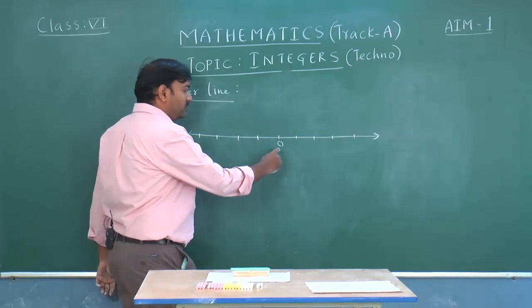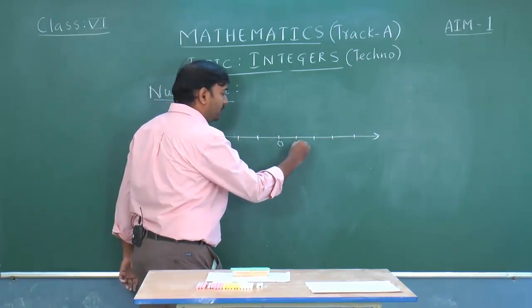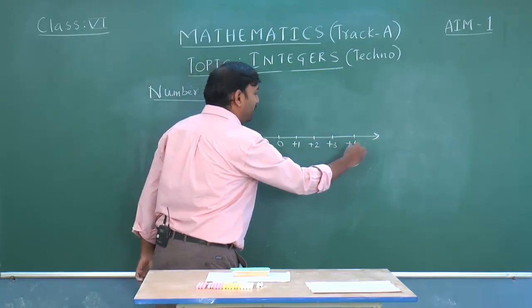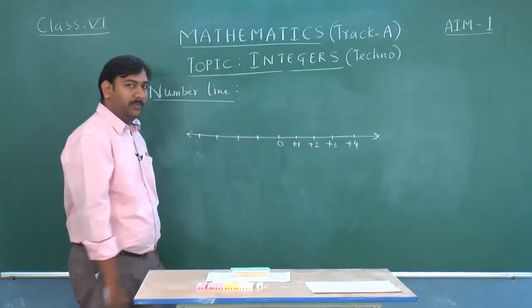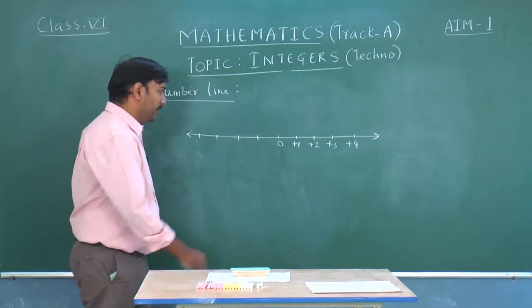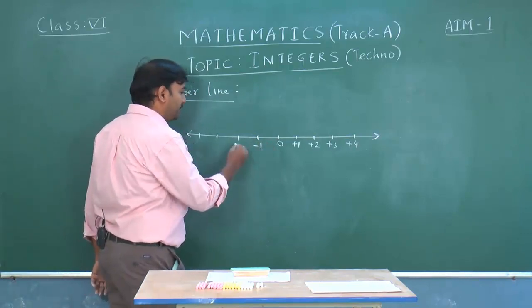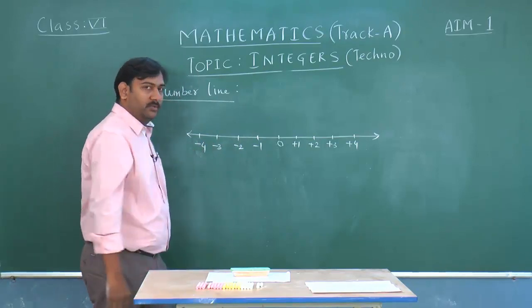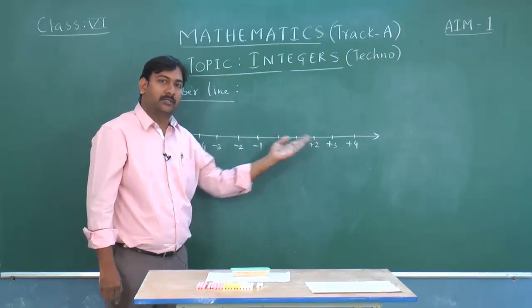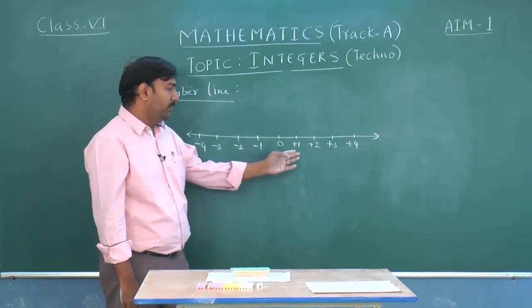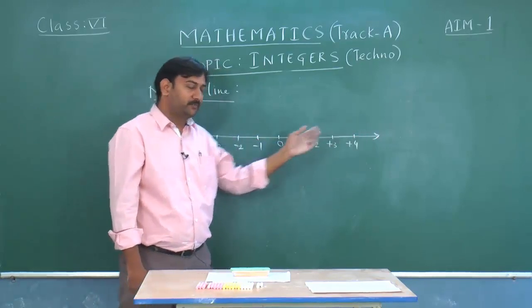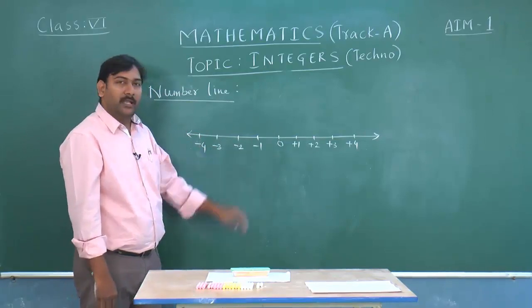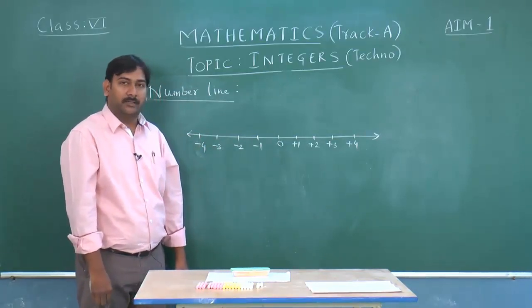The numbers to the right we take as positive numbers, so +1, +2, +3, +4 and so on. And the numbers towards the left of 0 we take as negative integers, that is -1, -2, -3, -4 and so on. The number line extends on both sides infinitely, because the positive integers are infinite in number, and the negative integers are also infinite in number. So this line is called a number line.